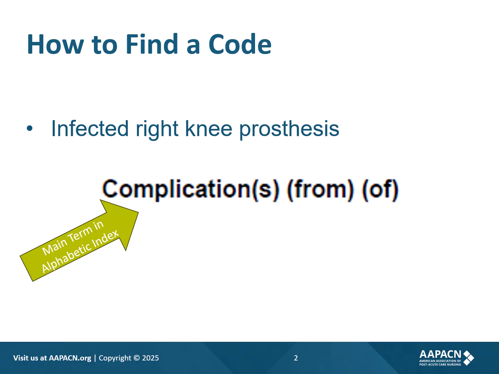Another tricky piece with the complications is many times physicians are not going to specifically write that in the medical record. They're just going to write infected right knee prosthesis. They're not going to say complication of infection of right knee prosthesis. So then we have to do some investigation in the medical record to determine, well, is this infection in the right knee prosthesis a complication from that implant?